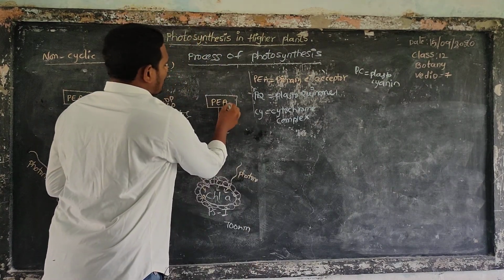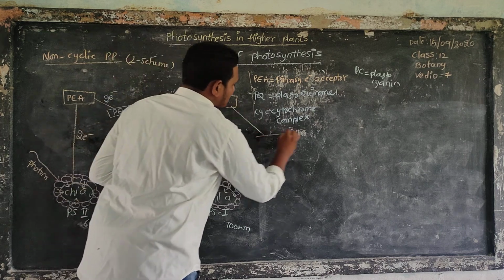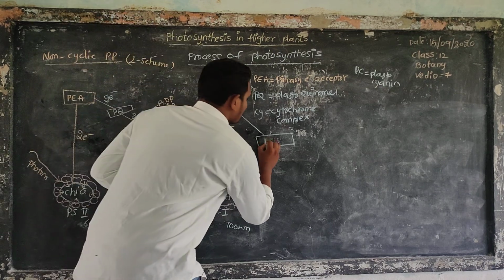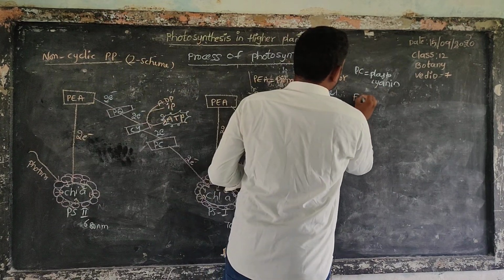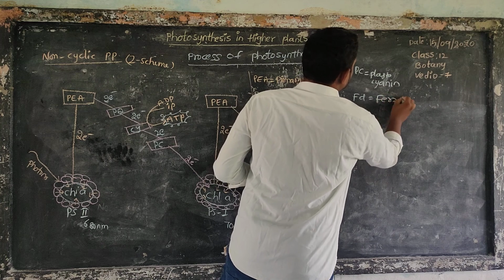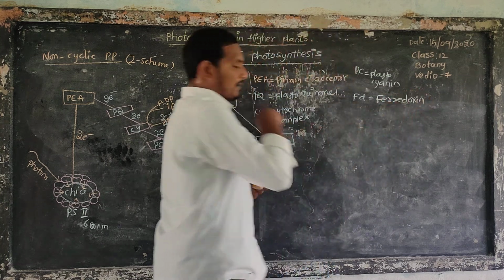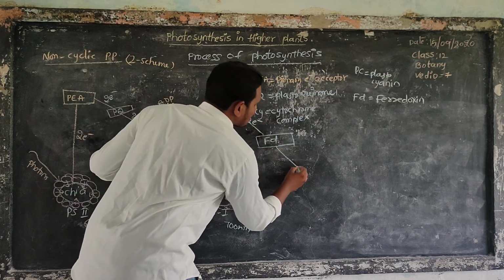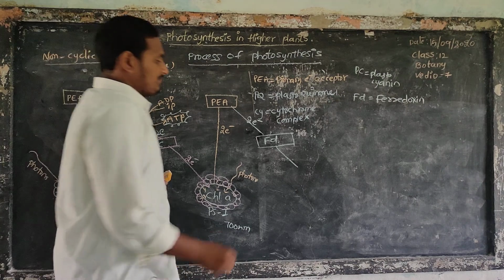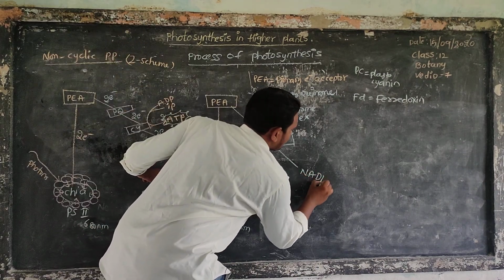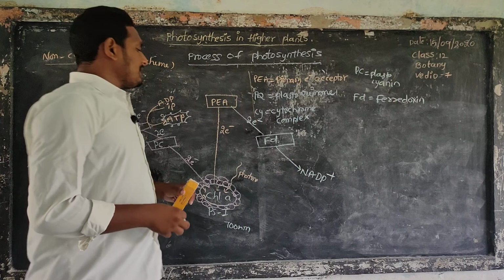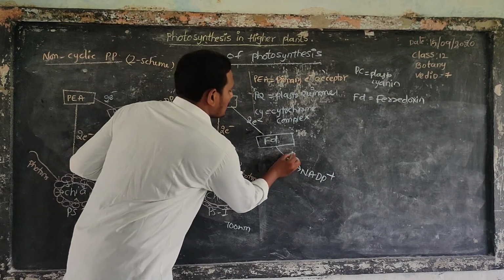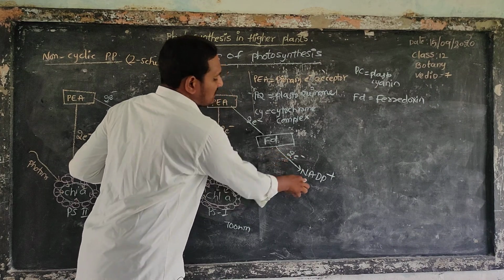So the primary electron acceptor sends these electrons to one more electron acceptor, that is ferredoxin. FD is nothing but ferredoxin. Next, ferredoxin sends this pair of electrons to NADP plus. Finally, NADP plus receives the pair of electrons from ferredoxin.